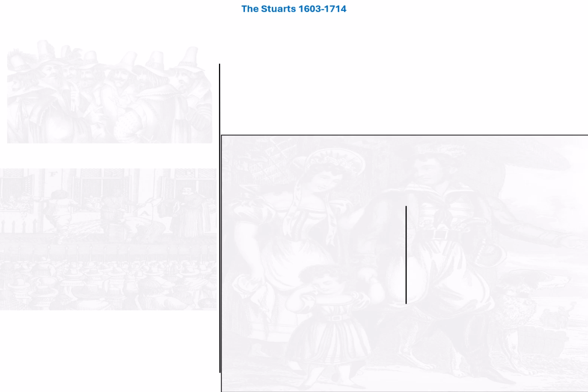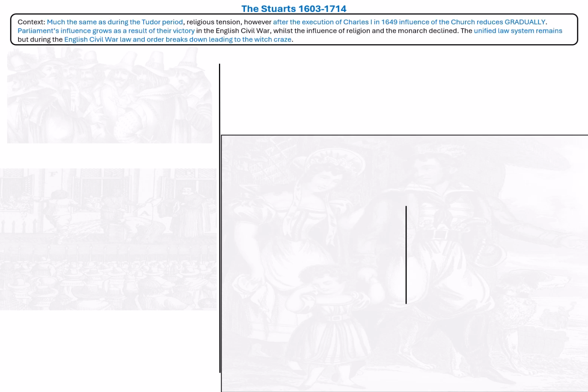Now let's take a look specifically at the reign of the Stuarts, beginning in 1603 with James I succeeding Elizabeth I and ending in 1714. The context for this time period is much the same as during the Tudor period. Lots of religious tension. However, in the later Stuart period, after the execution of Charles I in 1649, the influence of the church reduces gradually, and Parliament's influence grows as a result of their victory in the English Civil War, leading to a decline in the influence of the king in the later period of the Stuarts.